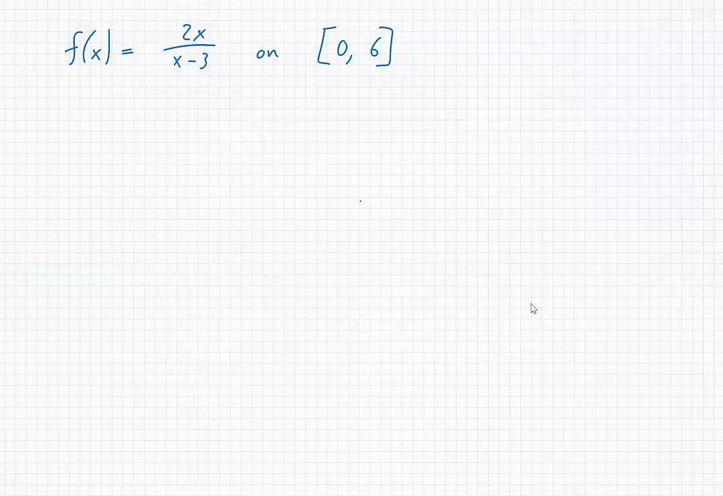Here's another example of the intermediate value theorem. We have the function f of x is equal to 2x divided by x minus 3, and we're interested in applying the intermediate value theorem on the interval 0 to 6.